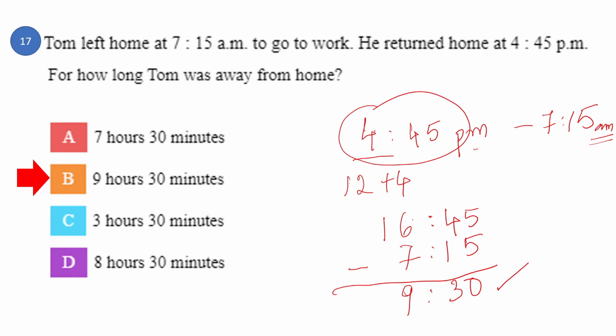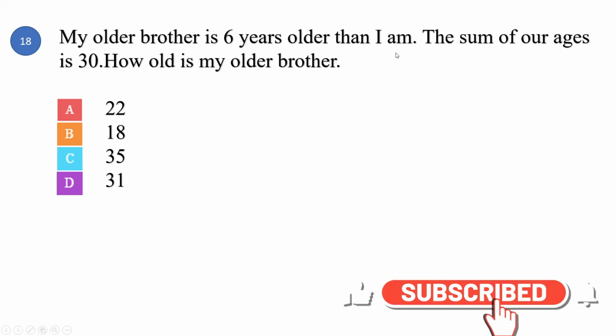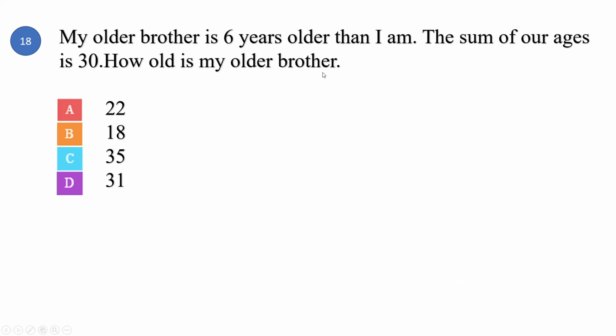Let's go to our next question, which reads, my older brother is 6 years older than I am. The sum of our ages is 30. How old is my older brother? Your time starts now. Well, these age problems are also very common. So do practice age problems for your IMO.